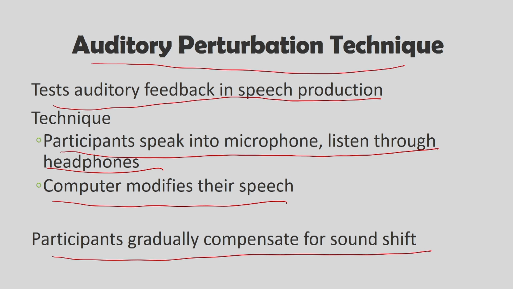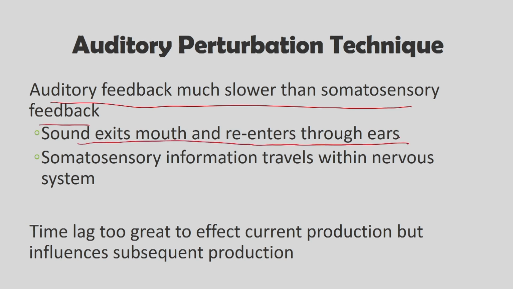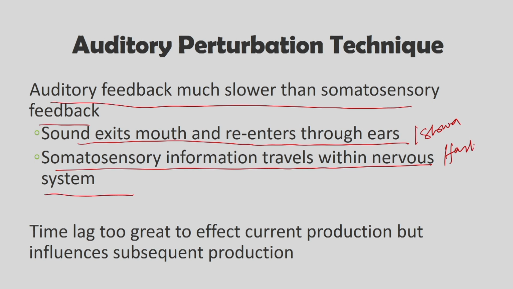So, since the sound is still being produced or it has been produced, you compensate for that, and that is how the auditory perturbation technique is used. Now, auditory feedback is much slower than somatosensory feedback. Sound exits the mouth and re-enters through the ears, whereas somatosensory information travels within the nervous system, so this is a slower feedback and this is a faster feedback.